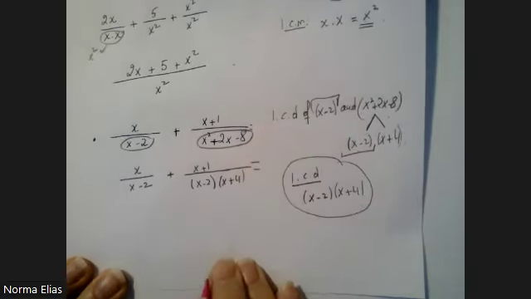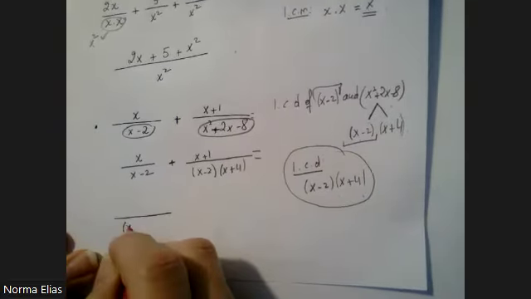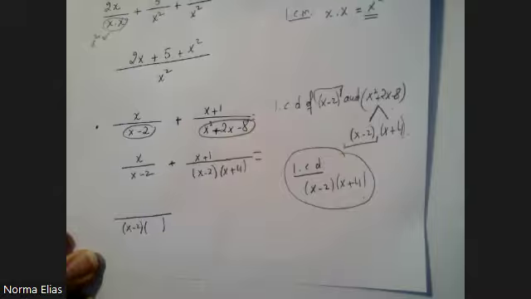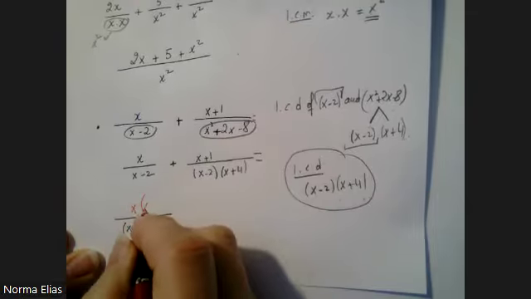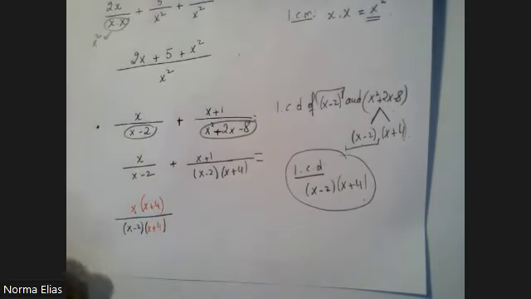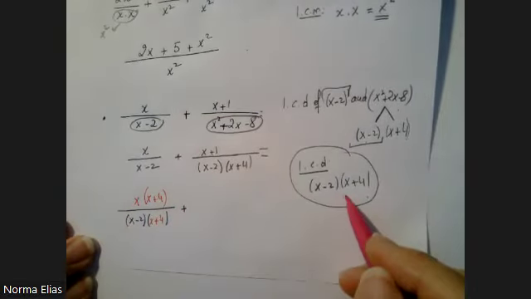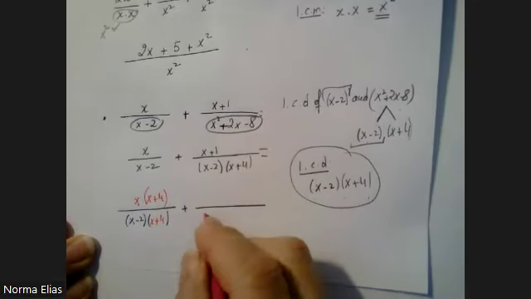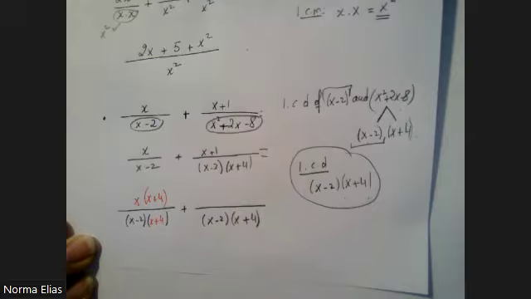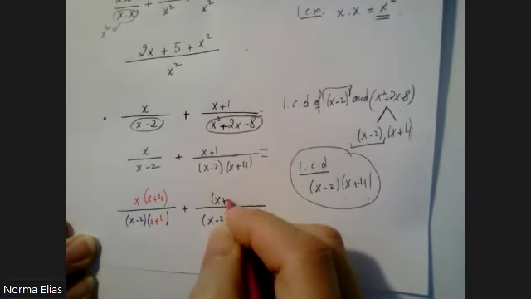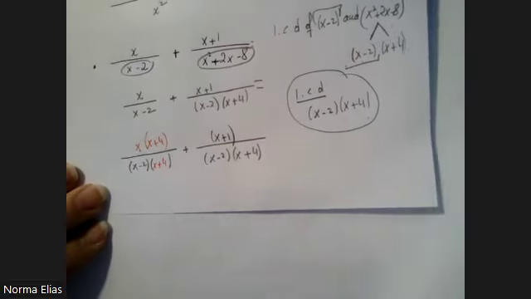And now what should I do here? Okay, this is x minus 2. What should I multiply by? I should multiply by the x plus 4. I multiply the denominator, the numerator, plus. This expression, I don't have to multiply by anything because I have it. So this remains the same. And this is x plus 1. Okay. Now I do the math and I combine. So this is equal to the following.